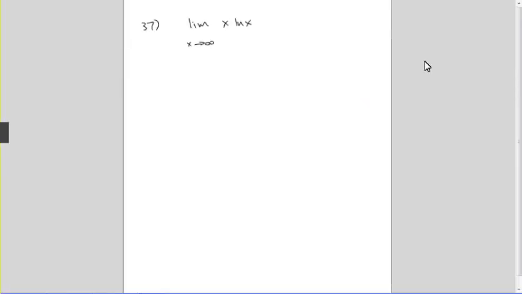Okay, this is problem 37, chapter 8, section 7. Okay, what do we have here? Well, we're going to have infinity times infinity, which should be infinity. So it's not. I was just thinking about that. Is infinity times infinity an indeterminate form or not? So I'm just looking back in the book.